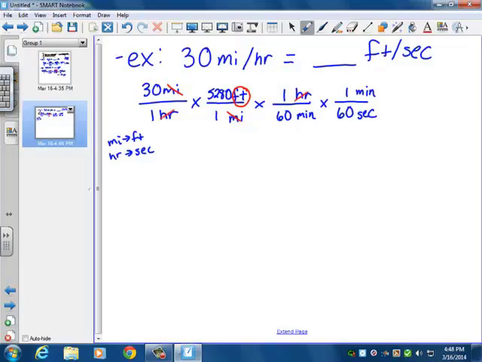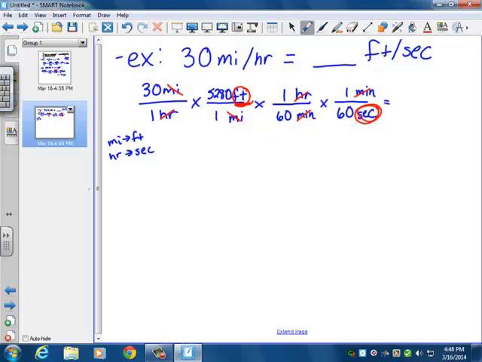So my hours cancel top and bottom. Minutes cancel top and bottom. Seconds is what I'm going to be left with on the bottom. Which that's what I want. I want feet per second.